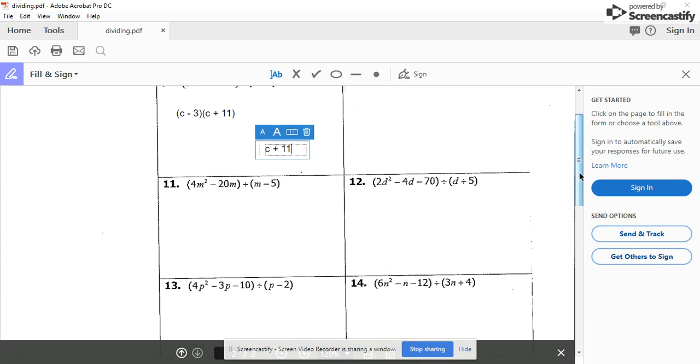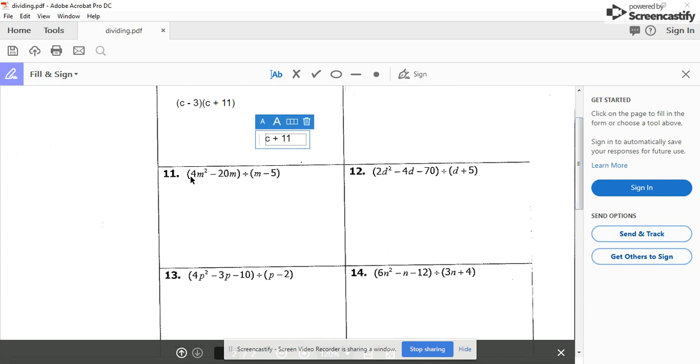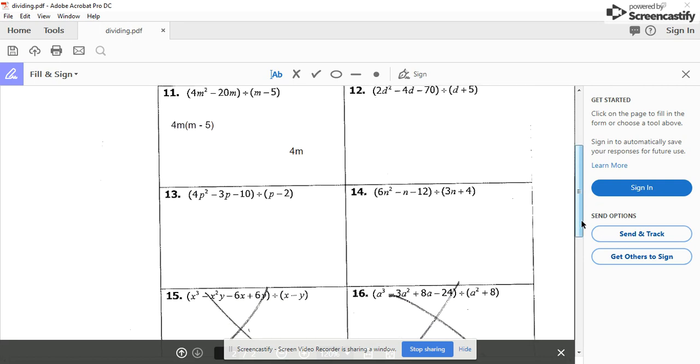Next one. Let's see. Let's start. This one has a GCF. So they both have a 4 and they both have an M. So let's go ahead and take out 4M, which leaves us with M minus 5. And there, this is done factoring, and there's our common factor of M minus 5. So what's left is 4M. All right, what do we got? 2 more, I think? Yeah, 2 more.